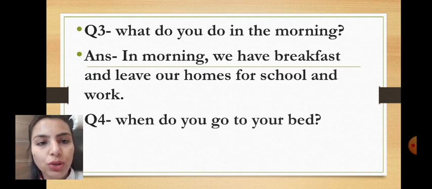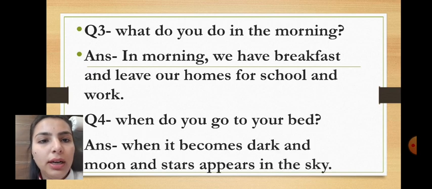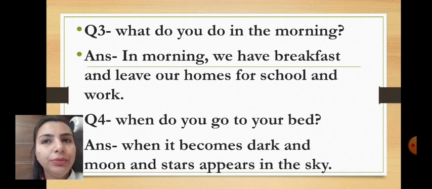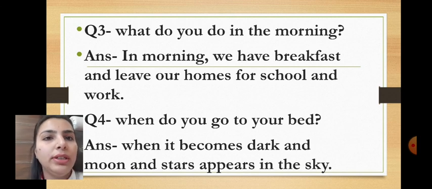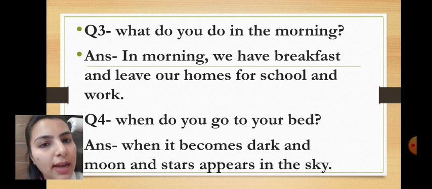Now see the next question, number 4. When do you go to your bed? Answer is, when it becomes dark and the moon and the stars appear in the sky. So when it becomes dark outside and the moon and the stars appear in the sky, then we go to our bed.